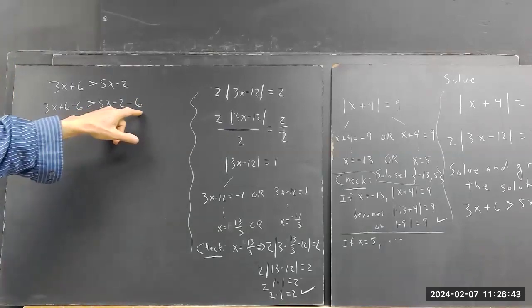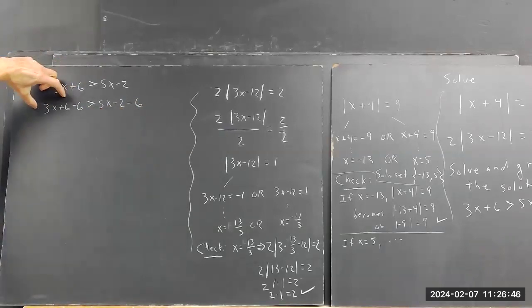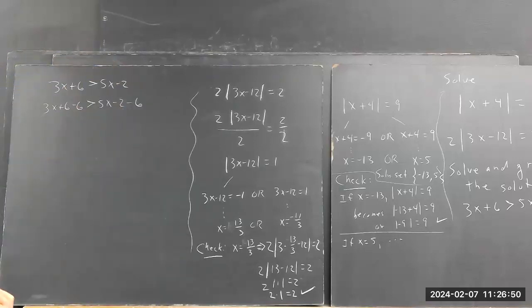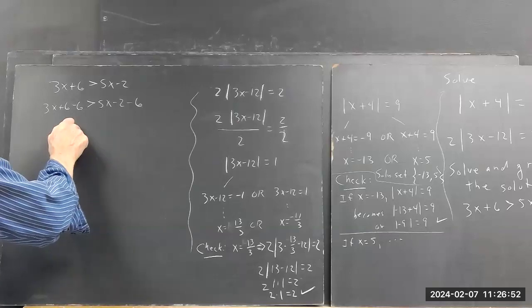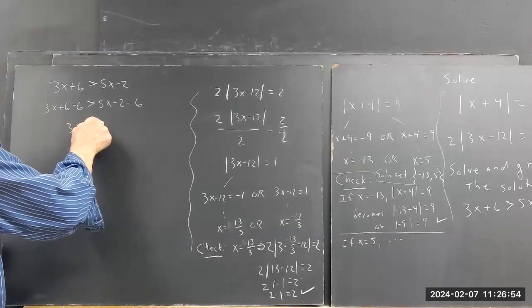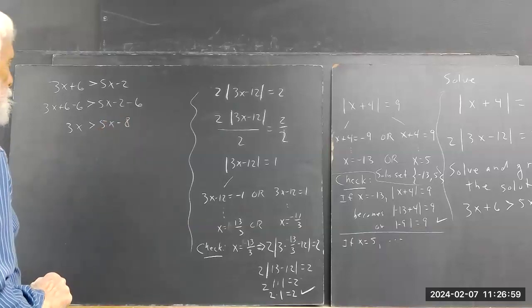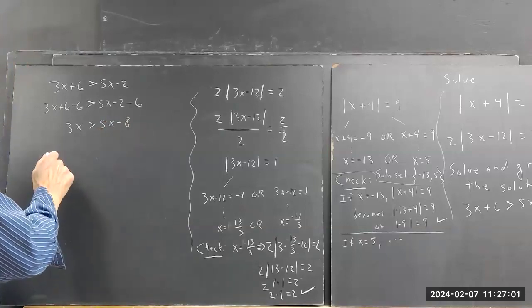So I subtract 6 from both sides. I bring this side down here and do a -6. Bring this side down here and do a -6. Okay. And we get 3x greater than 5x minus 8.